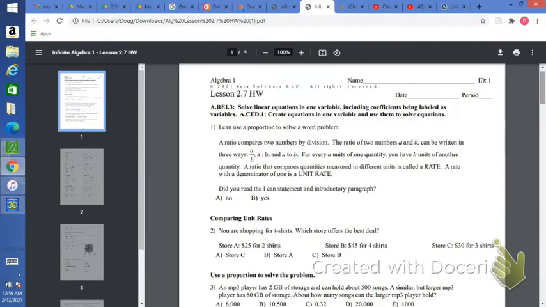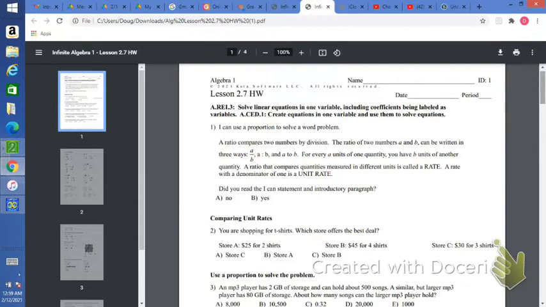Okay, so lesson 2.7. We're going to be, again, solving proportions. But in this particular lesson, we're going to be solving proportions after we set one up from a word problem. We have an introductory paragraph of notes that I want to read through.